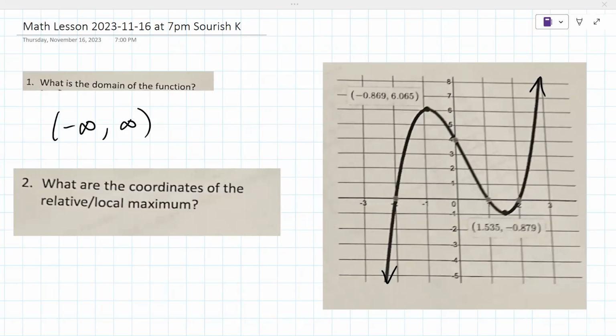Let me know when you've got that. Yep, I got it down. All right. So, do you see a maximum or a minimum in this picture on the right here?